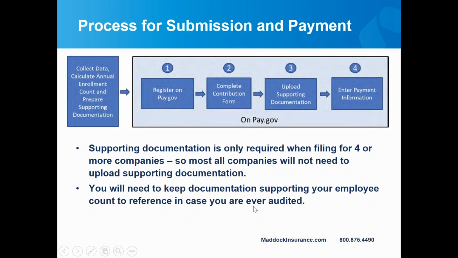So if the government ever questions, hey, why did you pay for 40 employees, maybe they cross-reference with your W-2s, and let's say you have a ton of part-time people that are ineligible, and you've got 100 W-2s, but you only paid on 42 employees. You'd be able to pull out your records, your reporting to show, oh no, I was right. We only had 42 members on the plan and so forth. So definitely keep the documentation that supports your employee count, but most of you will not need to submit that.